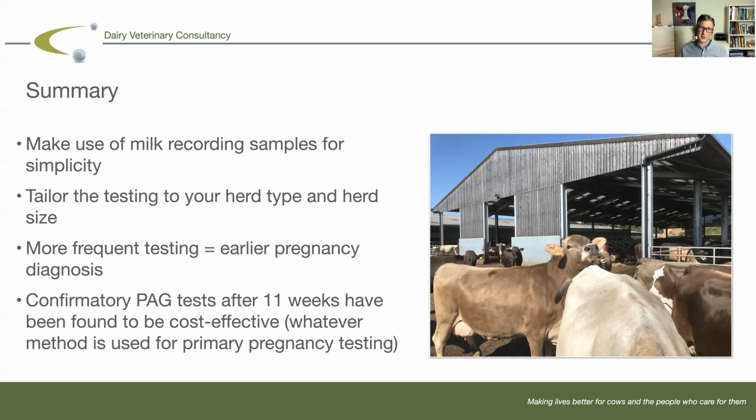Tailor the testing to your herd type and your herd size. So larger herds, definitely you're going to be wanting to do pregnancy diagnosis as often as possible. So weekly for large herds, at least fortnightly. And remember, whatever your farm type, if you are using early pregnancy diagnosis, and by early pregnancy diagnosis, I mean between day 28 and day 45, then a confirmatory PAG test after 11 weeks has been found to be cost effective, whatever method you're using for that primary pregnancy test.